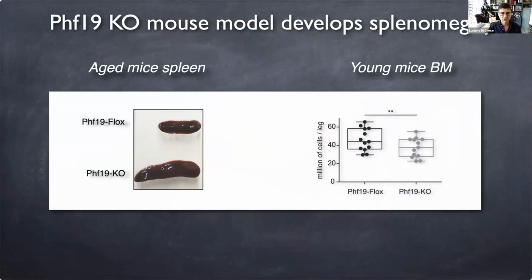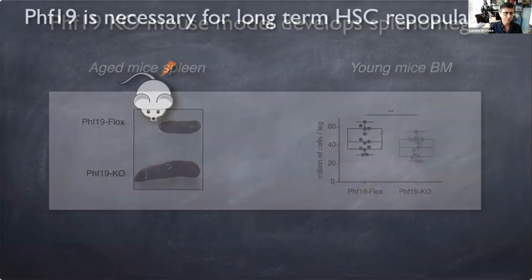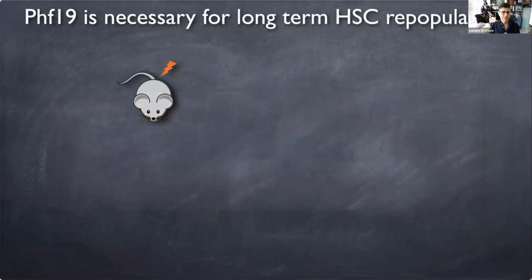That was an indication that there might be some alteration in the blood system. And when we looked in a bit more detail at the blood system, we found that the PHF19 knockout animal models have a lower cellularity, which means a lower concentration of cells per unit of blood. So these two things together suggest that there is most likely some problem with the blood tissue. And what we did, the gold standard technique for investigating alterations in the blood, is perform cellular transplantation.